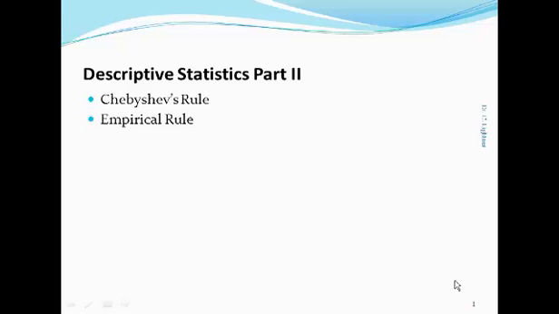In this section, we will discuss Chebyshev's rule and the empirical rule. Once you understand the definition of a z-score, which we discussed in a different section, we can then begin to explore different rules which give us additional insight into basic characteristics of data.